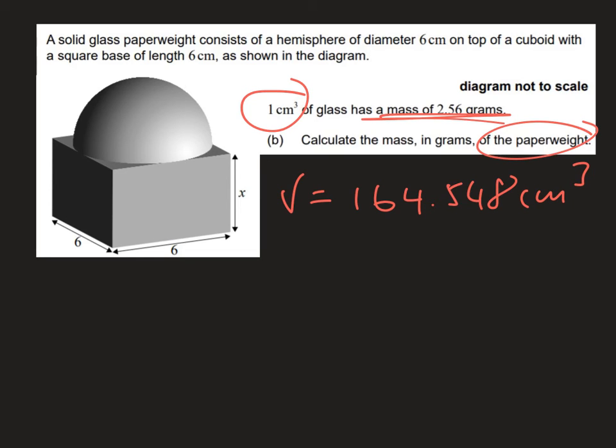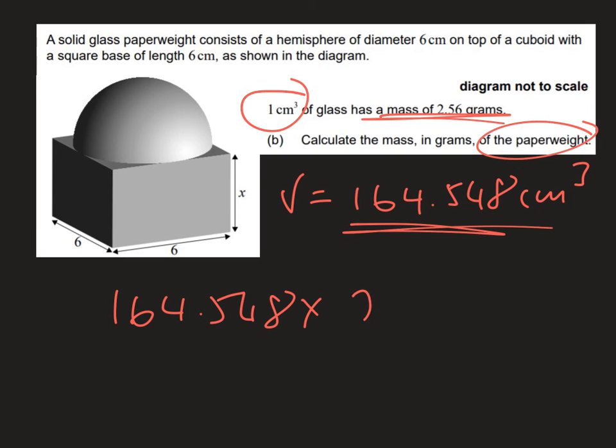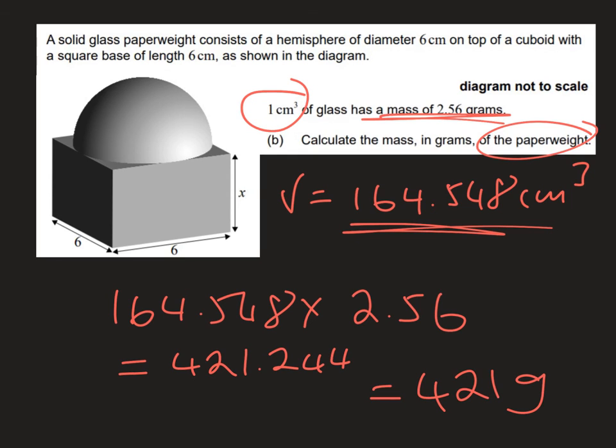So if 1 centimeter cubed has a mass of 2.56 and we've got 164.548 centimeters cubed, all we need to do to find the mass of the paperweight is take our volume, 164.548, and multiply that by 2.56 grams for each of those centimeters cubed. And if we do that, we end up with an answer of 421.244, which is going to be, therefore, 421 grams, correct to 3 significant figures.